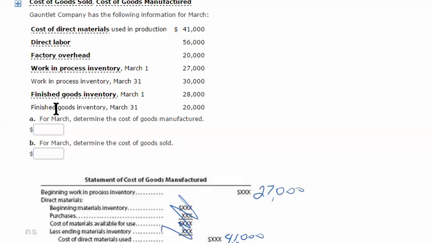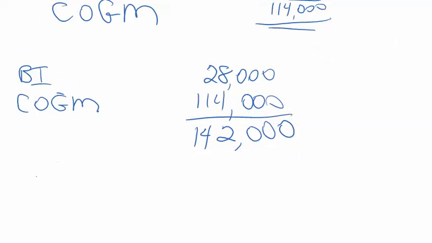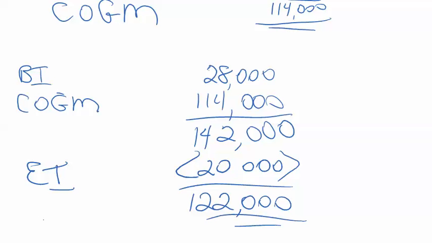Then I'm going to subtract my finished goods in inventory, which is 20,000. So my ending inventory is 20,000. I'll subtract that, and I get 122,000 for my cost of goods sold.